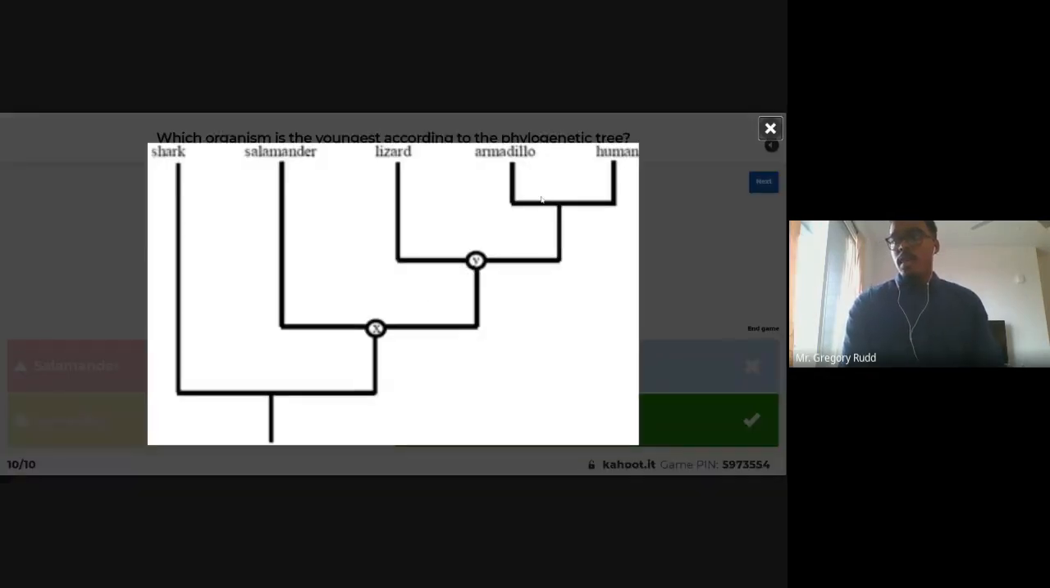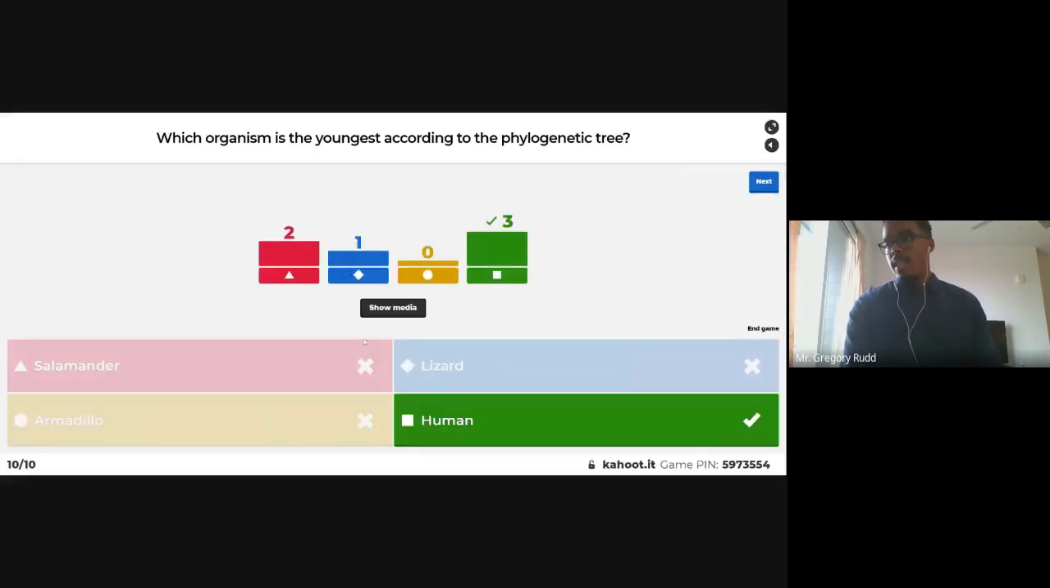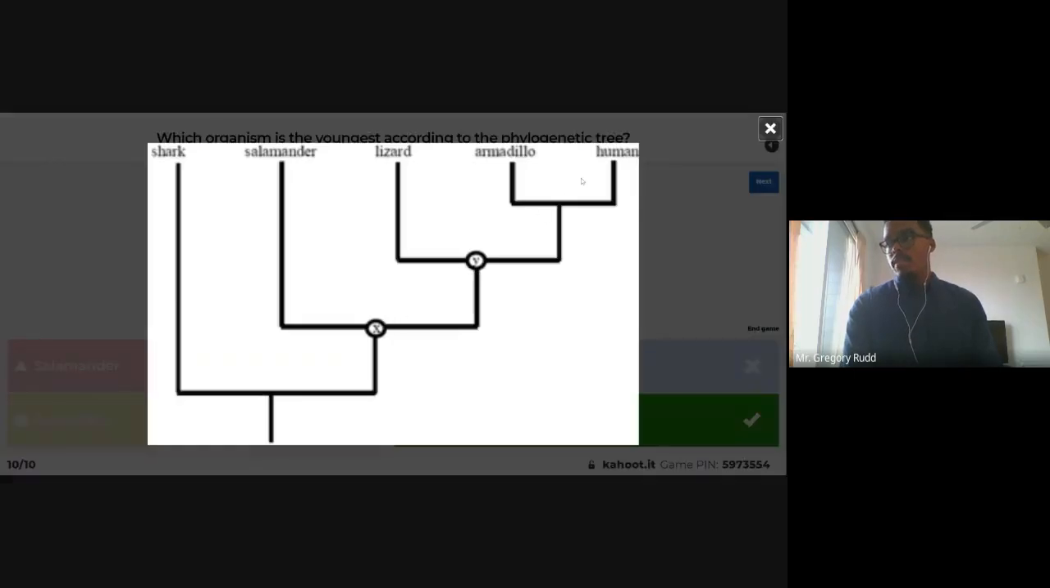Okay, so the organism with the shortest branch is going to be the youngest. So we could have had armadillo or human. I don't know why it didn't count human. I didn't count armadillo. But typically the organism that's going to be either furthest to the right or furthest to the left is going to be the youngest. And then between those two, whichever one of them has the shortest branch. So we can see sharks have a really long branch. They're very evolutionarily old. They've been on the planet for a long time. Humans are much younger.